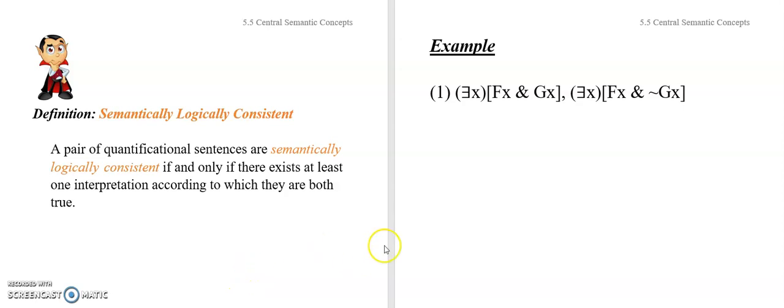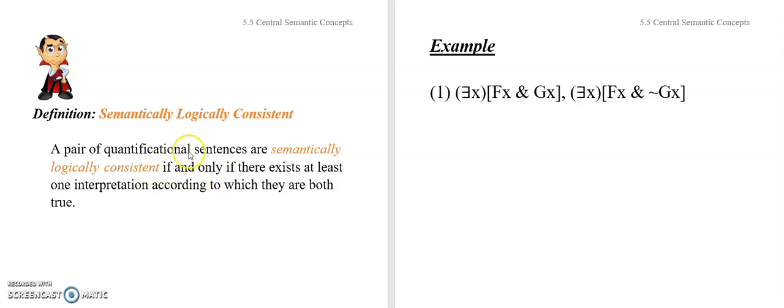Alright, logic fans, welcome to our third video, 5.5c on section 5.5, and we're continuing our study of central semantic concepts, moving into a new semantic concept, the notion of semantic logical consistency, or semantically logically consistent. And this does follow the definitions of propositional consistency given in chapter 2. There we saw that two propositions are consistent provided it's possible for both of them to be true.